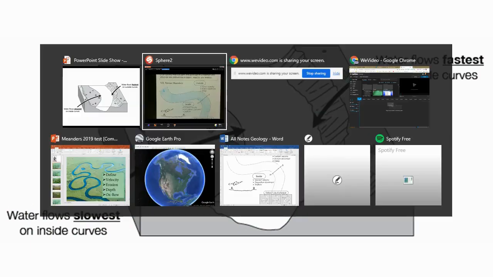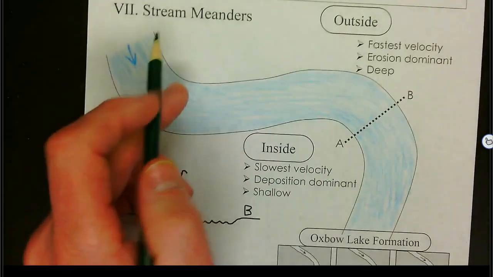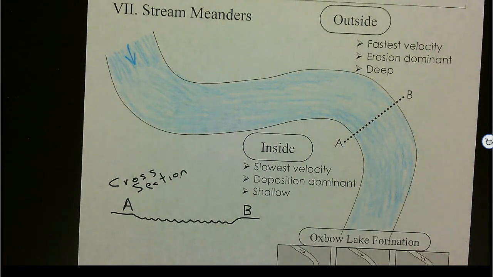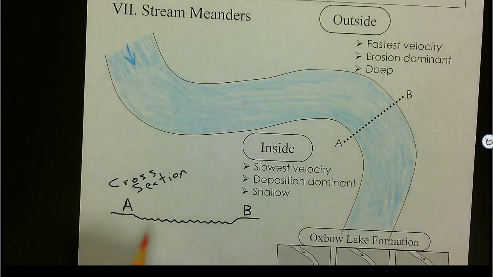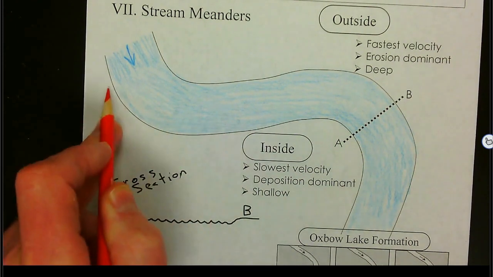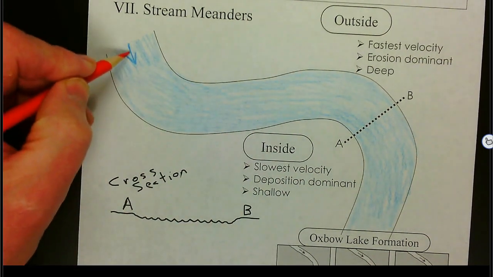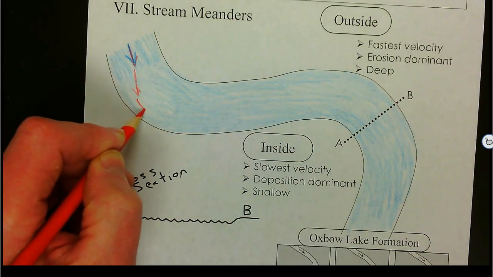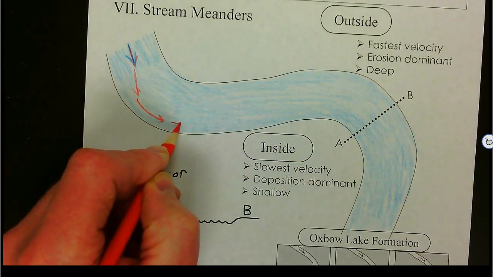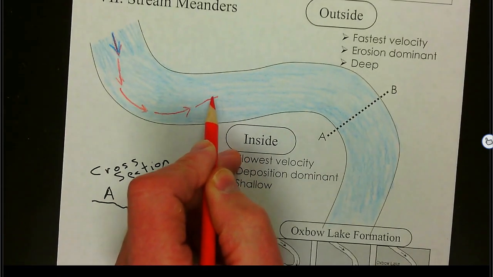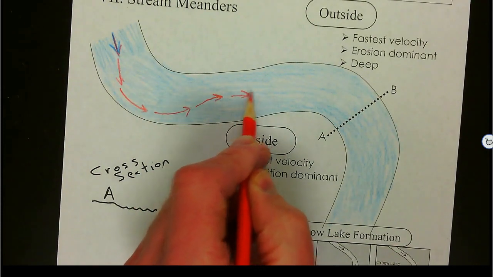So if we take a look at our notes again, we see that we have our stream meander here. There's the water flowing this way. The fastest water is always going to be around the outside of the meander or outside of the curve. So here's a meander or curve. Here's the outside of the curve. So if I draw a line that represents the fastest water, that fastest water is going to happen on the outside of the curve. Here the river is going straight, so now my fastest water is in the middle.